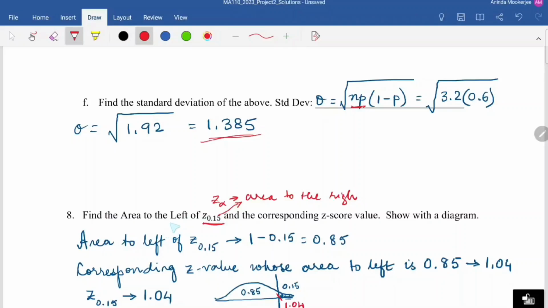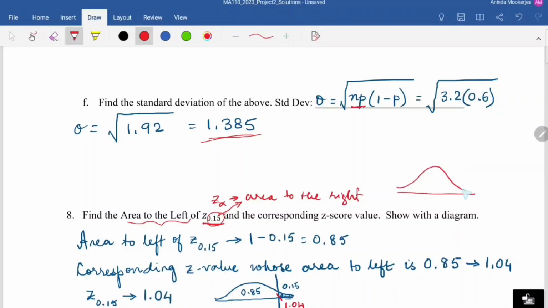However, in the question, they're asking what is the area to the left. So before we go to the table to find the area, we have to find the area to the left of 0.15. So the area to the left of z of 0.15 is 1 minus 0.15, correct? So let me just draw a quick diagram here.